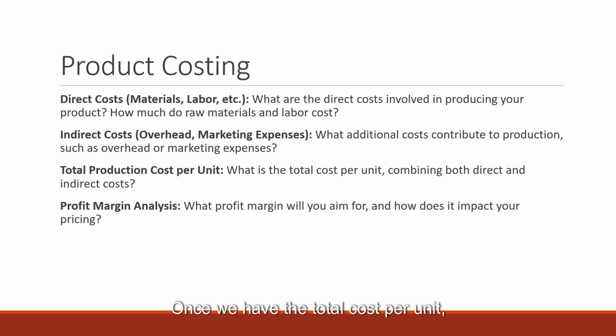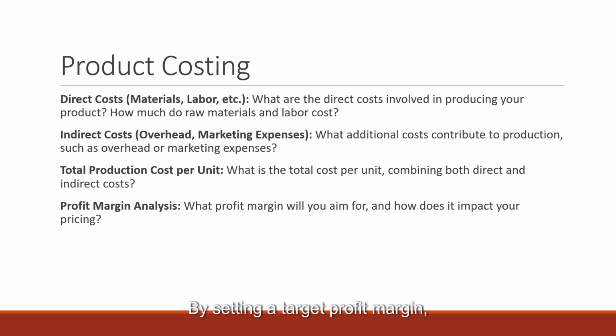Once we have the total cost per unit, we can perform a profit margin analysis. This analysis involves deciding on the profit margin we aim to achieve and determining how it will impact our pricing strategy. A profit margin represents the portion of revenue that remains after covering all costs, and it's essential for generating profit and funding future growth.